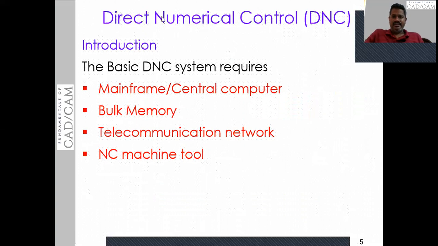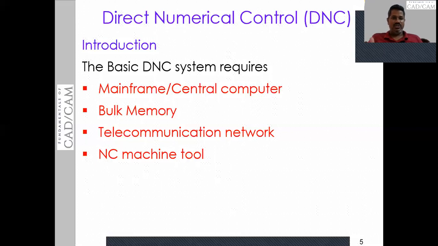Then this direct numerical control machine has basic requirements. It must have a central computer with huge memory, and it must be connected. As I said just now, in the case of a DNC machining system, a number of NC machines are connected together with a mainframe computer or a host computer with cables or with a network. That means all the machines as well as the central computer must be in a network, so it also requires a telecommunication network, and it also requires the NC machine tool to perform work.